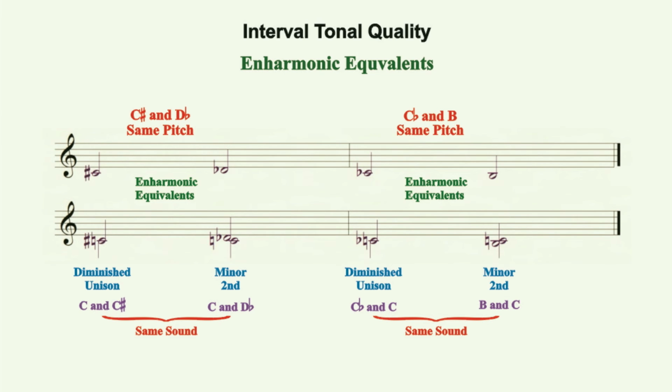Enharmonic equivalents, because they are confusing to read, are rarely used, and then only when necessary to establish the context of a note within a key. You will rarely, if ever, for example, see a diminished unison.